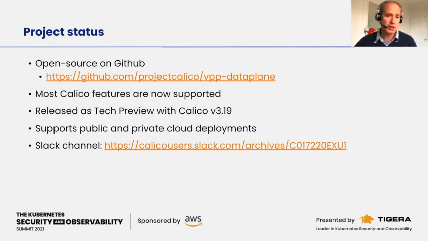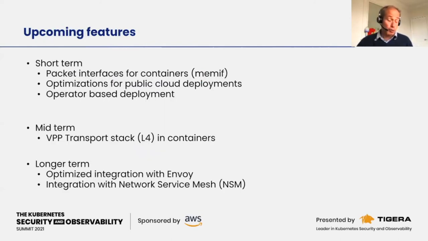And if you want to engage with the developer community, of course, you can use the Slack channel, where you have a link here. So we have a roadmap and many upcoming features. Just a quick highlight on that. So short term, we're going to add very soon MemIF interface to deliver a packet interface in addition to regular Linux NetDev. We are working on some optimization for some public cloud deployment. And there is operator-based deployment. Actually, this thing already exists, but was not upstreamed as part of the tech preview 3.19.